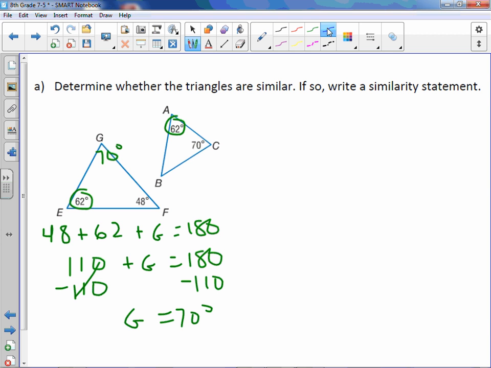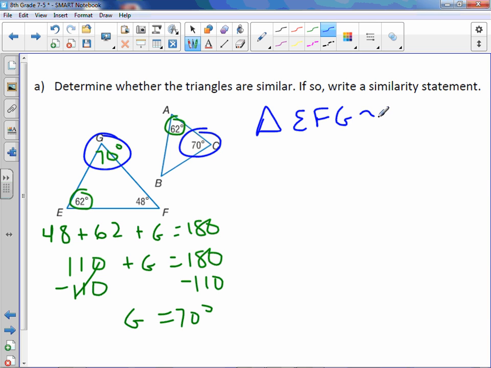And let's find angle B. Actually, we don't have to find angle B. I already have the two angles that are congruent. So these two triangles are similar. So we can say triangle, and again, make sure you're going in order. I'll go EFG.